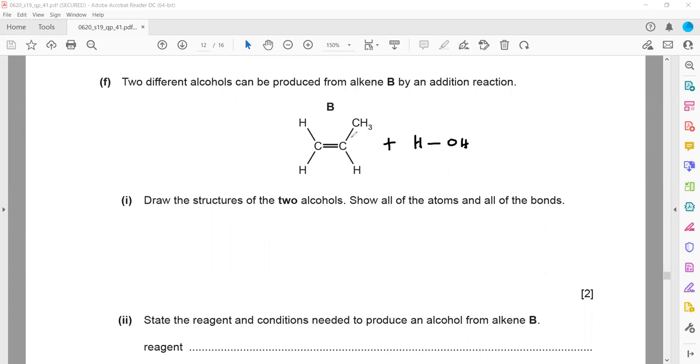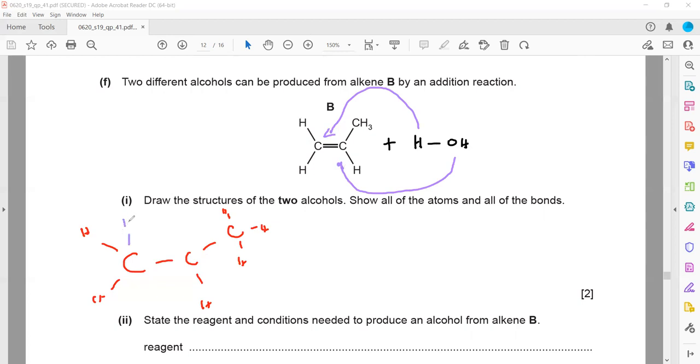We draw the same structure whenever alkene reacts, the double bond will break. So you don't have to draw a double bond. It will turn into a single bond. Now, first, what might happen if hydrogen is added to the first one and OH is added to the second one? So if hydrogen is added to the first one, here it will be H and this will be OH. This is one alcohol.